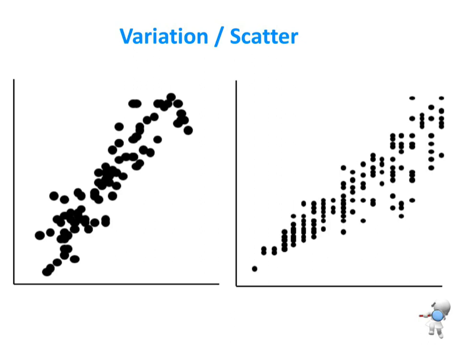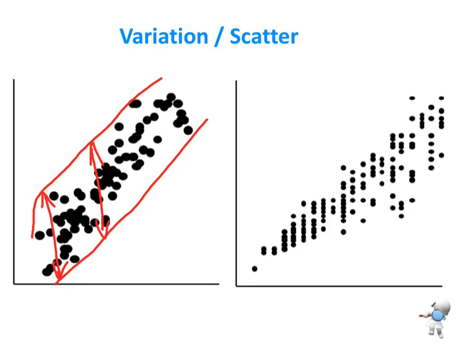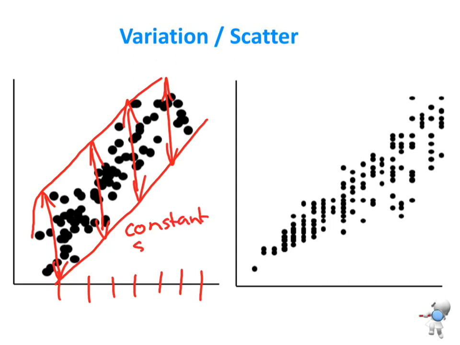Okay, variation and scatter. So when I draw my lines above and draw my lines below, what I'm looking for is how wide is it across for different values of x, what's happening to the width of this. And you can see with the first one that it's pretty constant. So this is what we call constant variation or constant scatter. For different x values, the scatter is about the same.